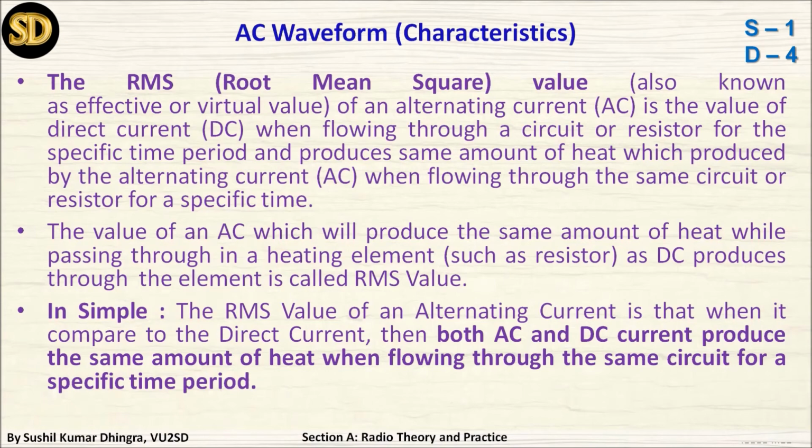The RMS, that is very common, you will hear it everywhere. This is also called the effective or virtual value of AC. This value, which produces the same amount of heat or energy while passing through a heating element such as a resistor as DC produces through the element, is called the RMS value. In simple definition, the RMS value of an alternating current is such that when compared to the direct current, both AC and DC produce the same amount of heat when flowing through the same circuit for a specific time period.